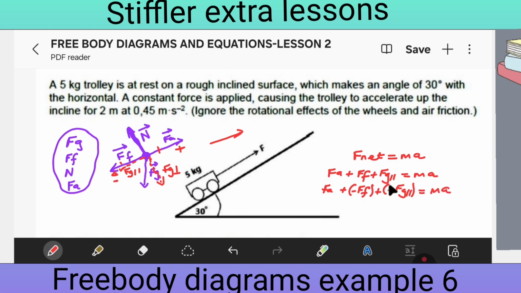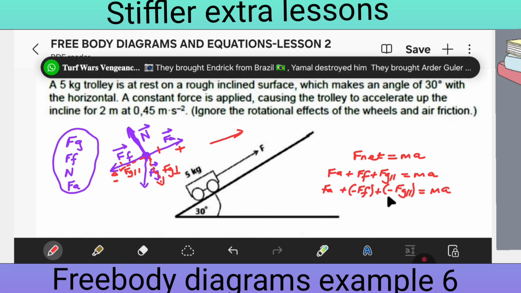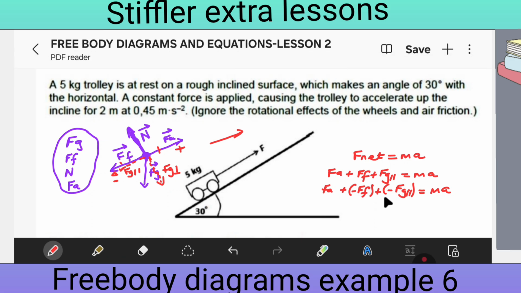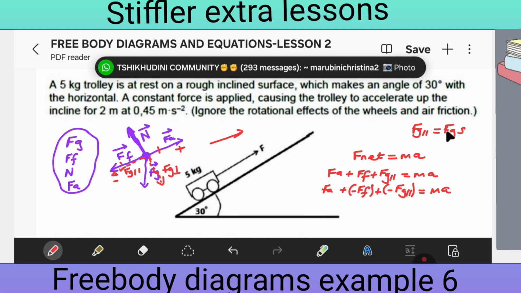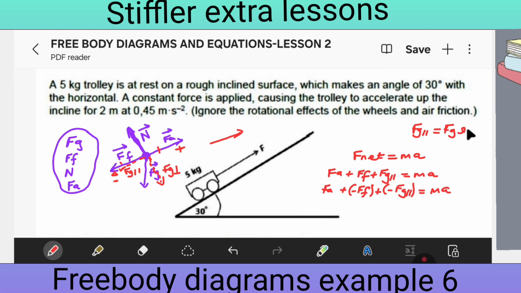And don't forget how we find our Fg parallel. So finding our Fg parallel, we use Fg parallel being equals to Fg sine of theta. So Fg, we can also represent Fg by just mg. Don't forget that. So this is how you can formulate your equation.